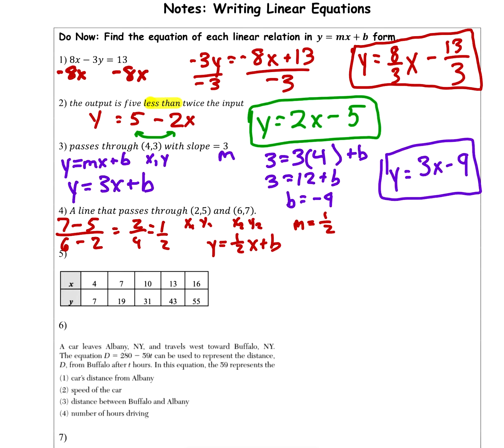I'm going to pick the easier point to plug in, the smaller positive numbers. They're all positive here, but 2, 5 is smaller than 6, 7. So I'm going to plug in 2, 5 because that allows me to make fewer mistakes down the road.